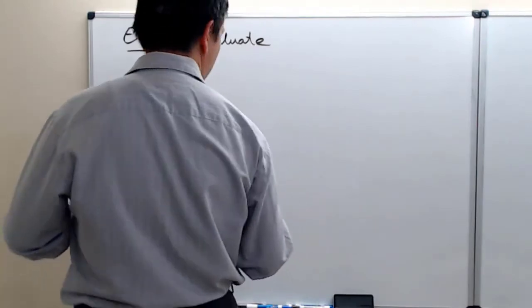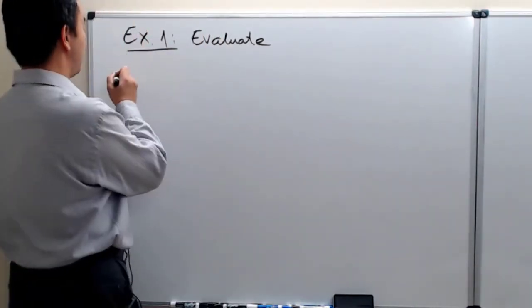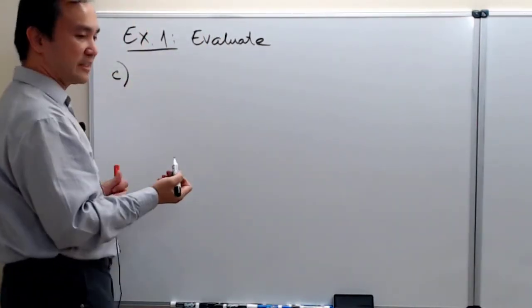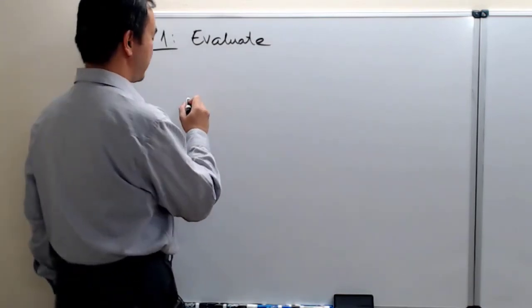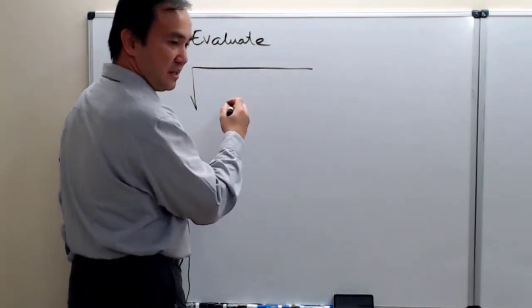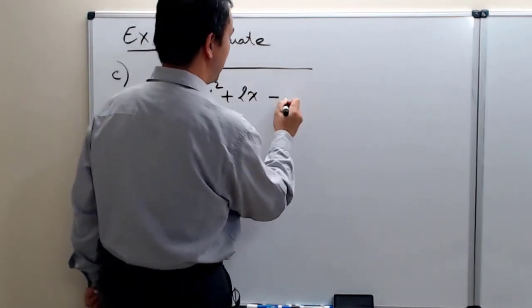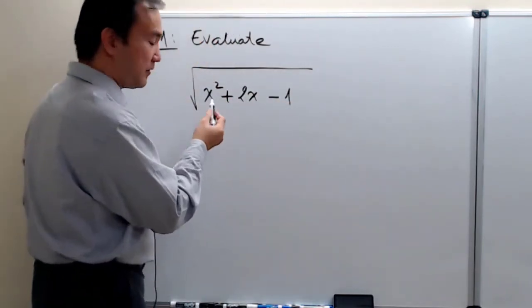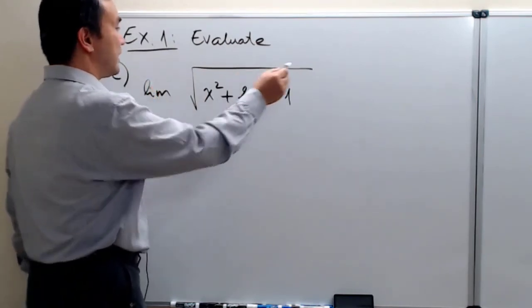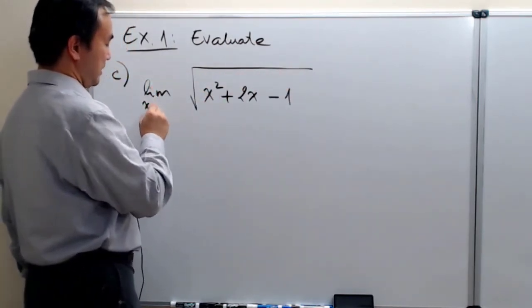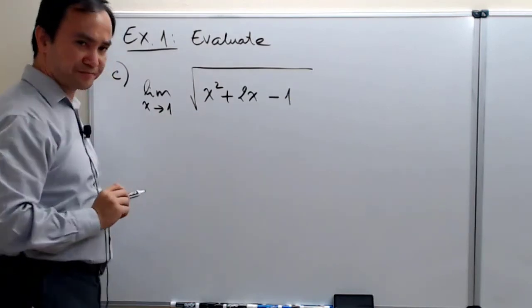All right, and now let's get ready for our next one. Question C of our current example right here. How about we have a function, square root, and inside of that we have x squared plus 2x minus 1. And here we want to find the limit of this entire function as x is getting closer to 1.